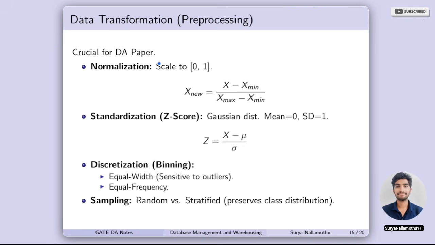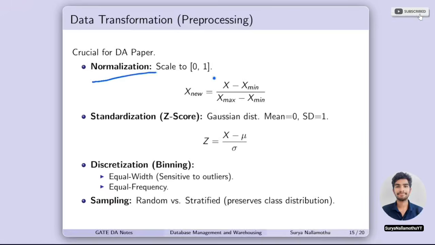Here it is crucial for the data science and artificial intelligence paper. Why is it crucial? Because we need to analyze the data. For analyzing the data, we must pre-process the data. Before analyzing, we need to pre-process the data, then we will get the best results. That's why we use these data transformation approaches.